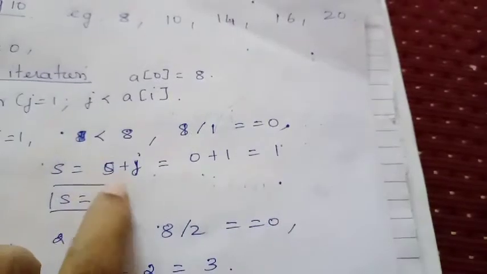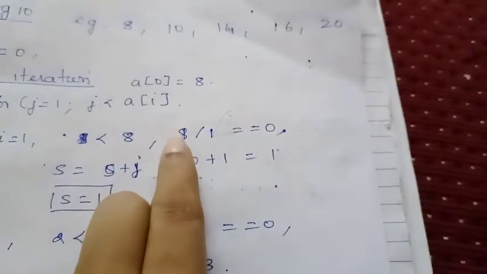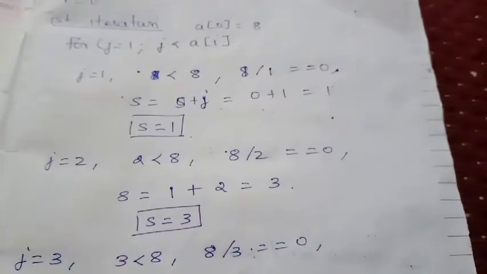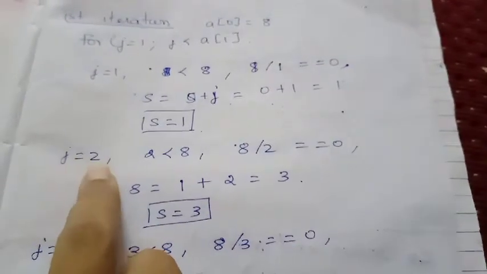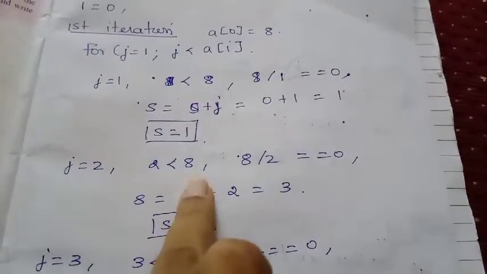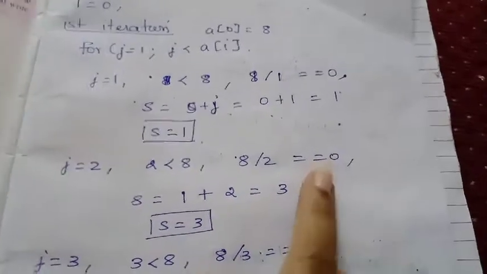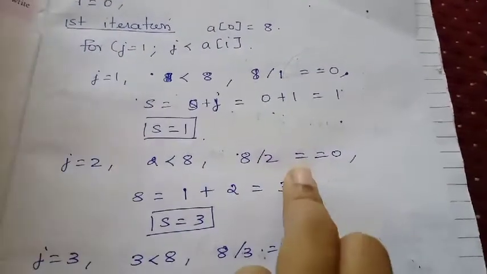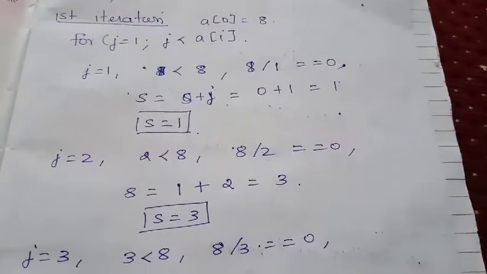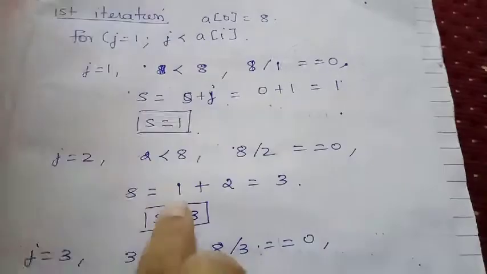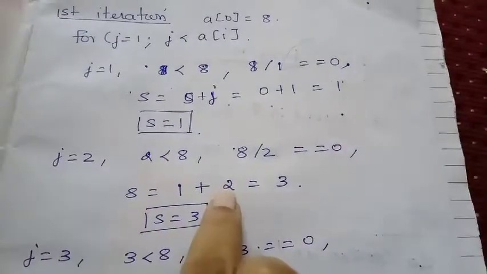So already s we have declared as 0. So 0 plus j value, which is 1. 1 is the factor of 8, so 1 will be added. So 0 plus 1 is equal to 1 and s is equal to 1. Then j is equal to 2 for the second iteration of j. 2 is also less than 8 and 8 mod 2 is equal to 0, obviously the remainder, because 8 is divisible by 2. So you will be having 0 as the remainder. So again s is equal to, already the s value is 1, so 1 plus 2. Now the j value is 2.